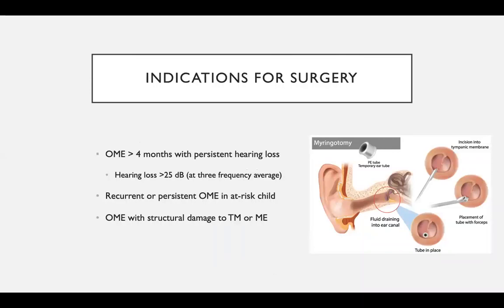So OME persistent for more than 4 months with persistent hearing loss of more than 25 decibels at a 3-frequency average is an indication. If you get recurrent or persistent OME in an at-risk child, or OME with any structural damage to the tympanic membrane or middle ear, but this should be carefully evaluated, especially based on the child's age, if they're in a special population, etc. And then this image just shows the steps of performing a myringotomy and then inserting a tympanostomy tube.